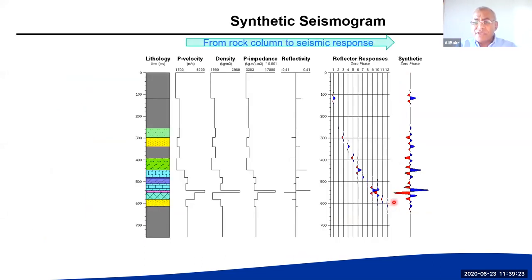The creation of the synthetic seismogram is very simple using, as I mentioned, the density log and the velocity log. Multiply the velocity by density to come up with acoustic impedance, and then calculate the reflectivity using the reflection coefficient equation, RC equals rho 2 V2 minus rho 1 V1 divided by rho 2 V2 plus rho 1 V1. Very simple, and then you come up with one trace, and this trace has two scales.